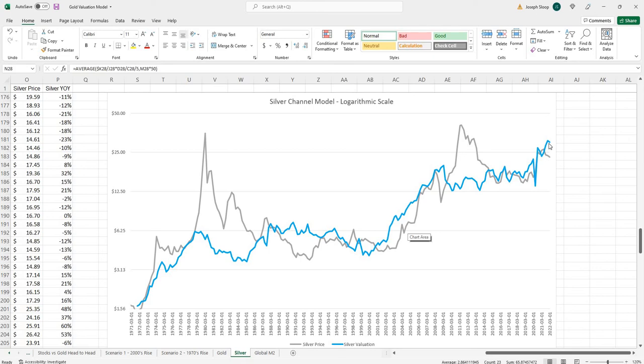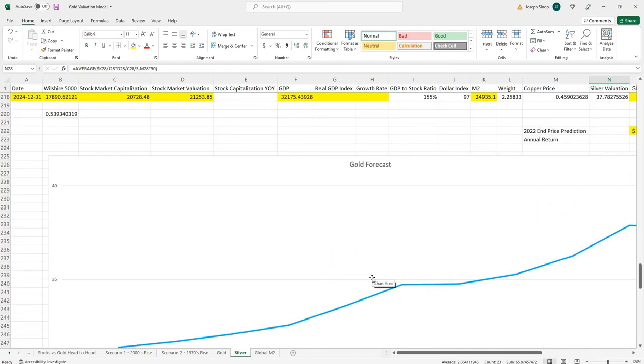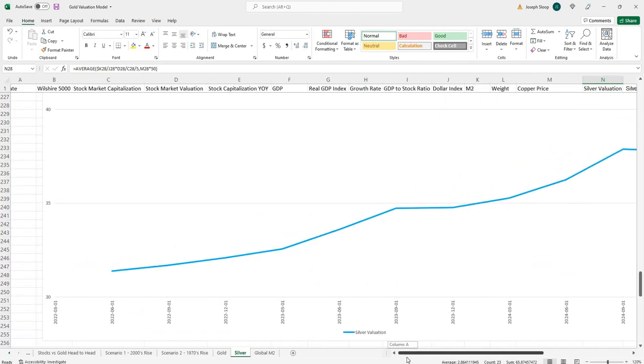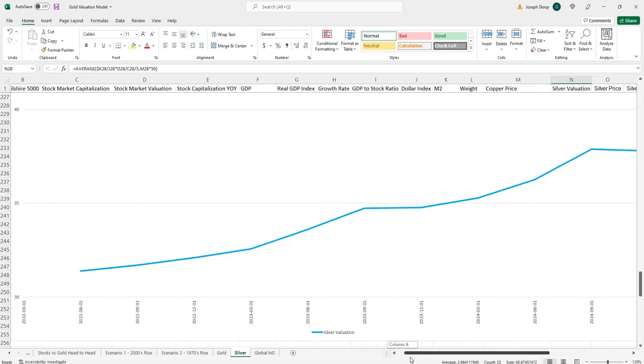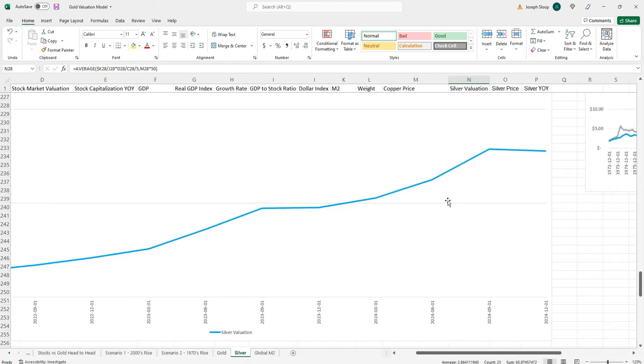What's it telling you now? Well, much like gold, it's telling you that silver is undervalued. Where the silver price should be right now is about $30 an ounce. But also, because the major factors affecting silver are the money supply and the price of copper, silver should appreciate over time, and indeed I think it will.